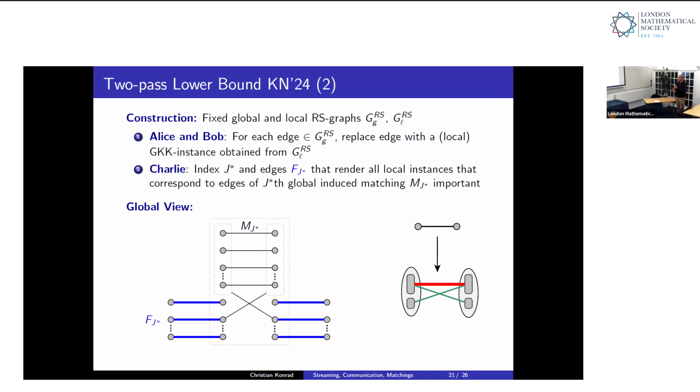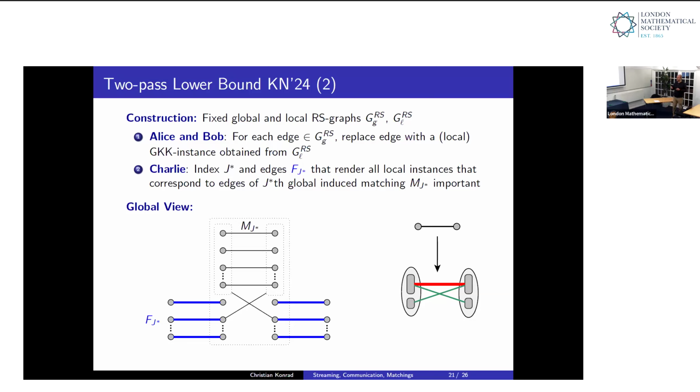Now, why is this interesting? First of all, these outside edges are being held by Charlie. So Charlie basically has the blue edges, which immediately means that the only instances that need to be solved between Alice and Bob are those that correspond to this induced matching here. This is a way for Charlie to select these important instances that need to be solved. These are the one-pass instances that need to be solved in the second round.